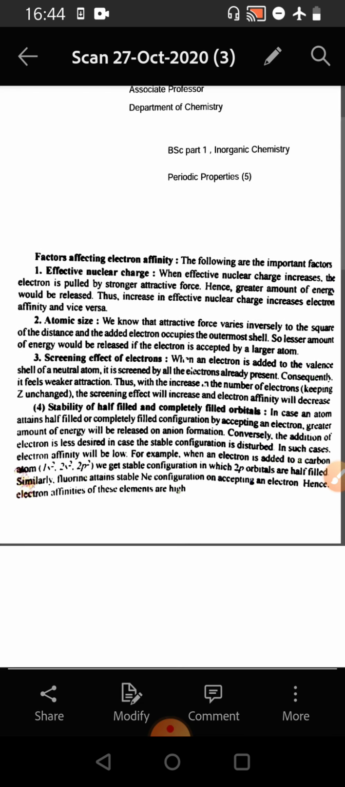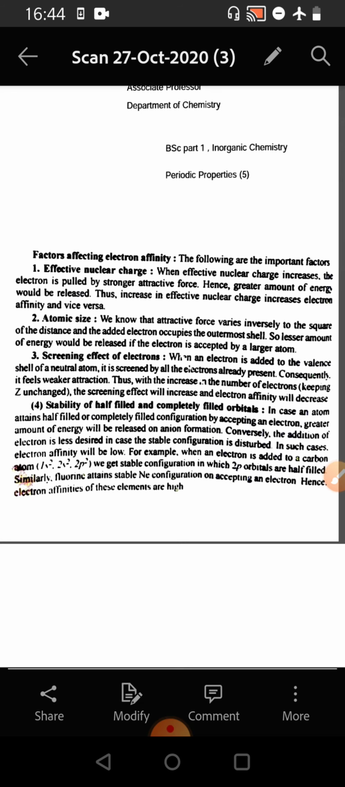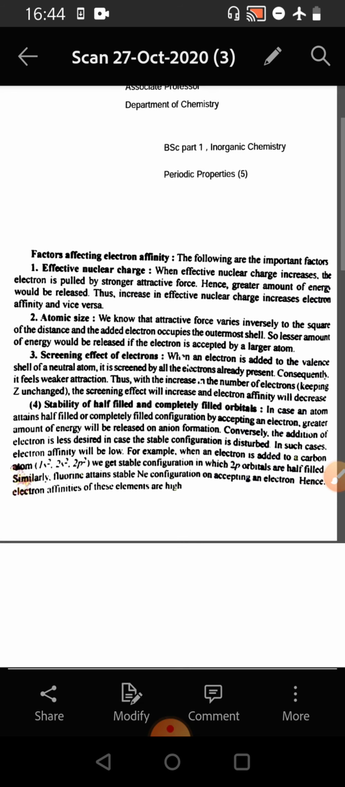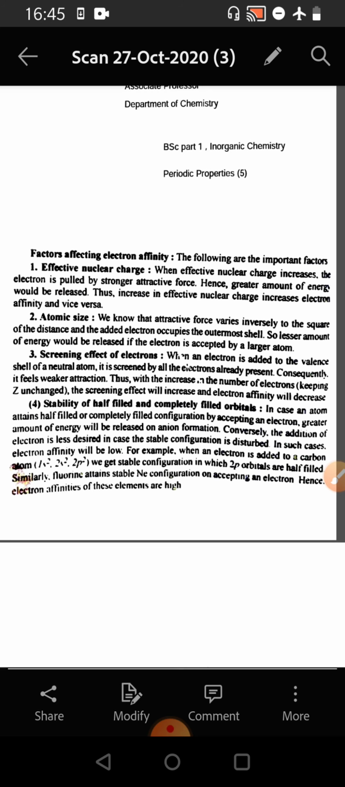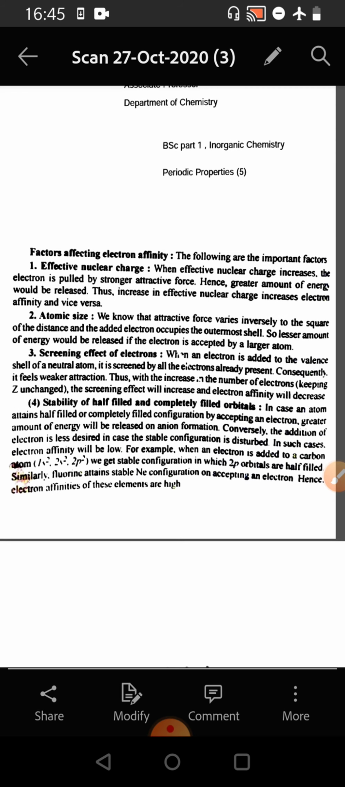The next is atomic size. We know the attractive force varies inversely to the square of the distance, and the added electron occupies the outermost shell, so a lesser amount of energy would be released if the electron is accepted by a larger atom.